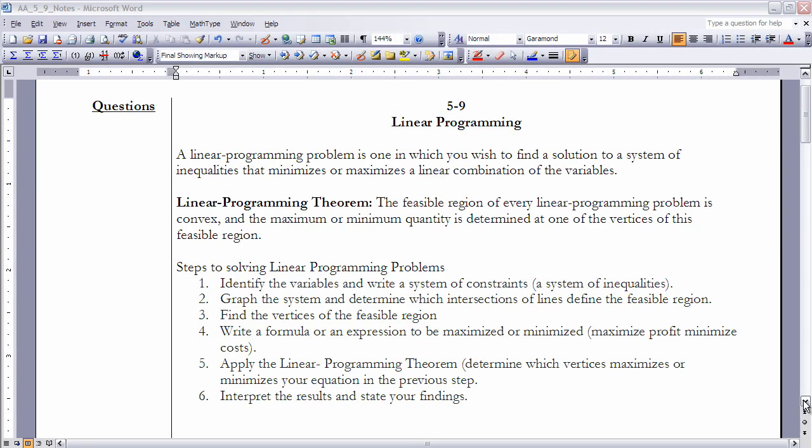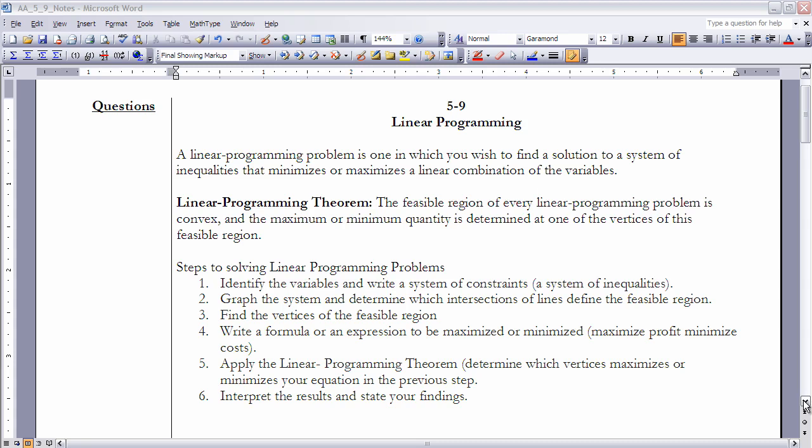When we look at linear programming problems, here are the steps we're going to follow to solve them. Then I'm going to go through an example where we walk through those steps. First, identify the variables and write a system of constraints. Your variables will always be whatever you're trying to solve for. Step 2 is to graph that system and determine the intersection of the lines defining the feasible region. Step 3 is to find the vertices of the feasible region. To do that, we're basically solving a system of equations, like we've been doing throughout this unit. Step 4, write a formula or expression to maximize or minimize profit or costs.